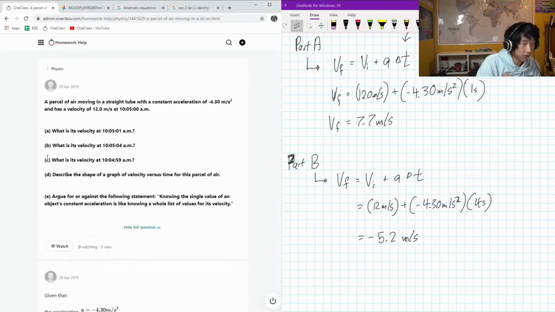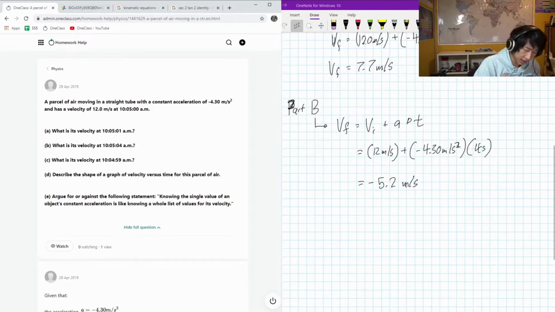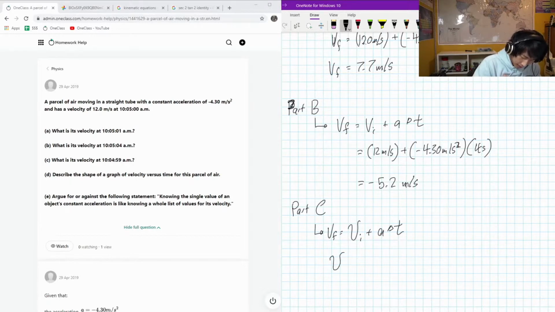And the next part of the question is asking us what is its velocity 1 second before here. So in this case, for part C, we're going to have VF is, well, it's the same equation as before, plus A times delta T, except our delta T in this case is going to be negative. We're going in the past, so negative 1 second.